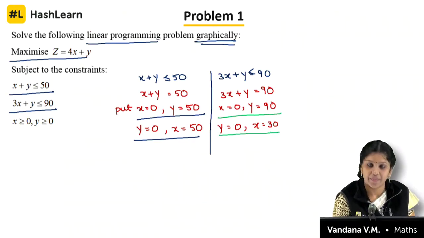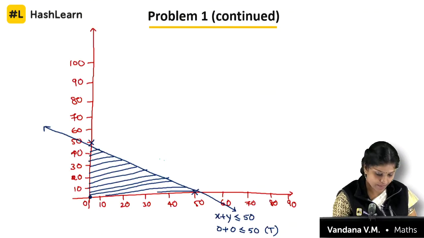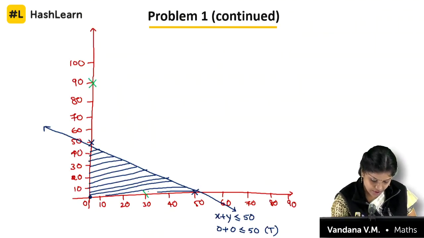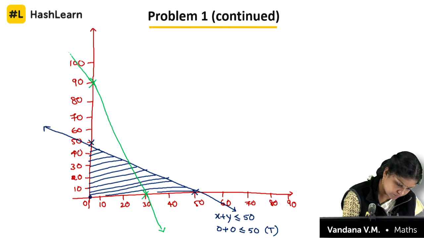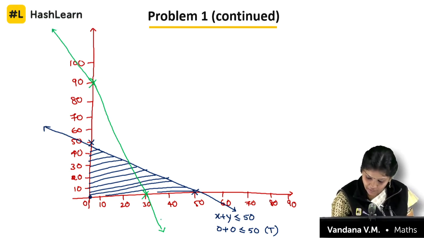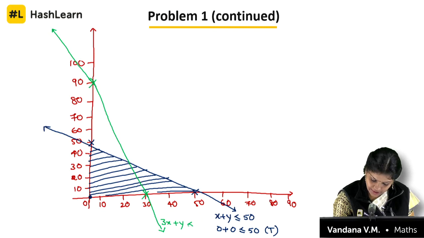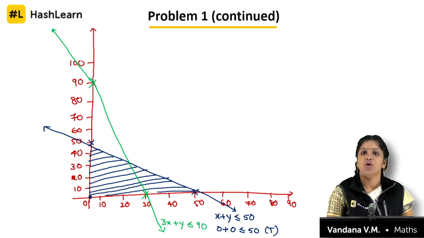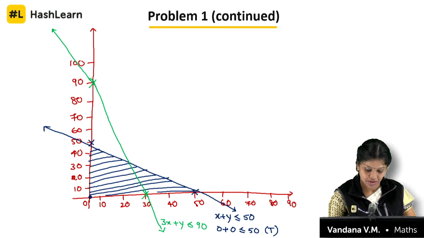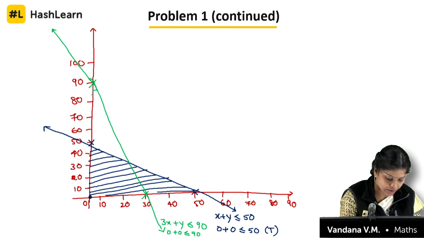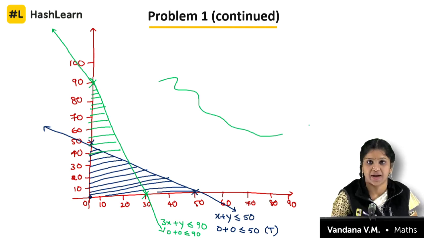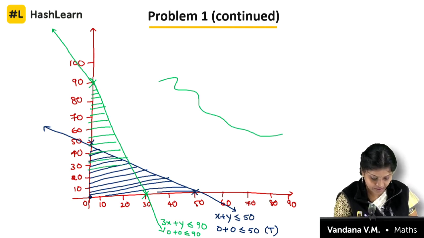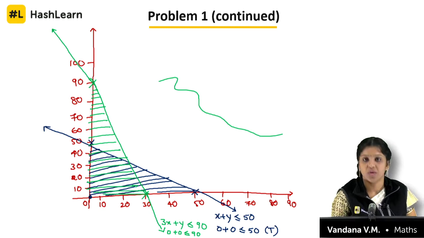0, 90, 0, 30. Don't forget. So it becomes the equation like this. So, this is the graph for 3x plus y less than or equal to 90. This graph is also not passing through the origin, so take it as a comparison point. 0 plus 0 less than or equal to 90, true. So, the shaded part is towards the origin side. Otherwise, I would have shaded the other part. Yes, it is towards the origin side.